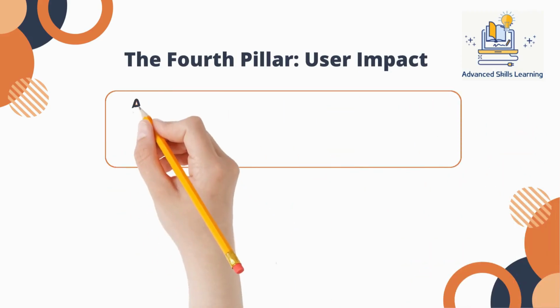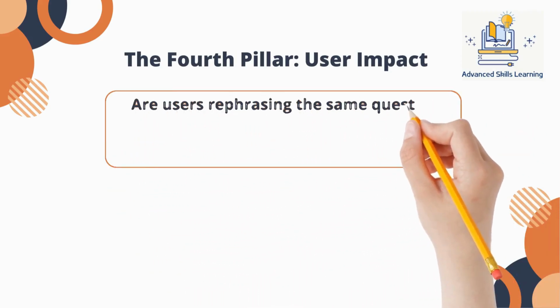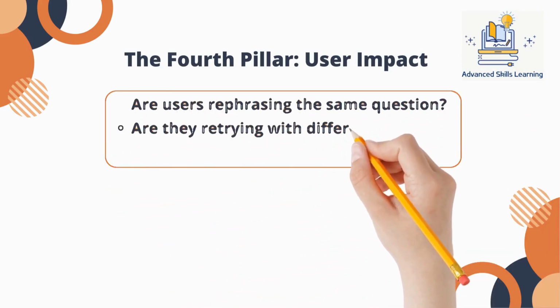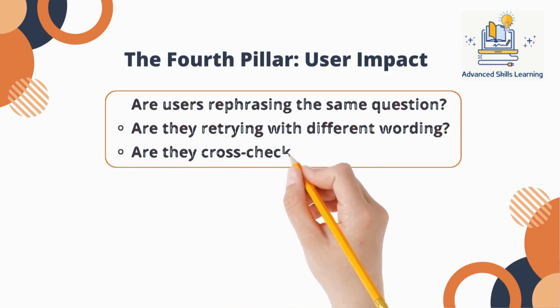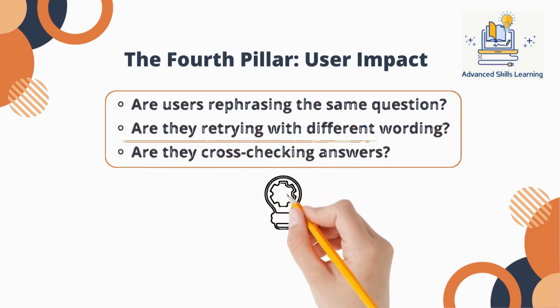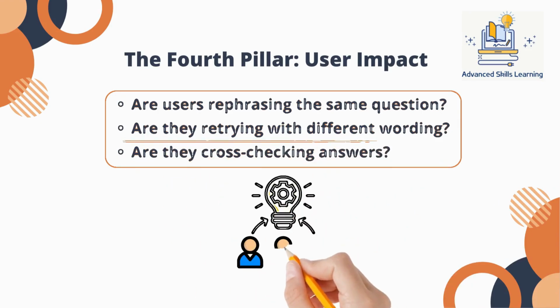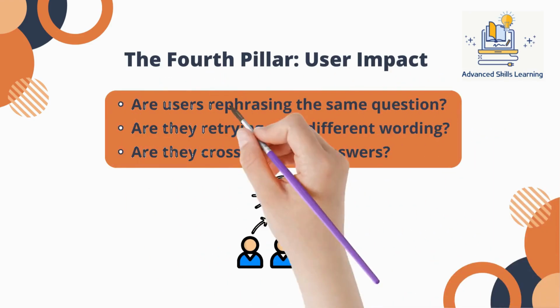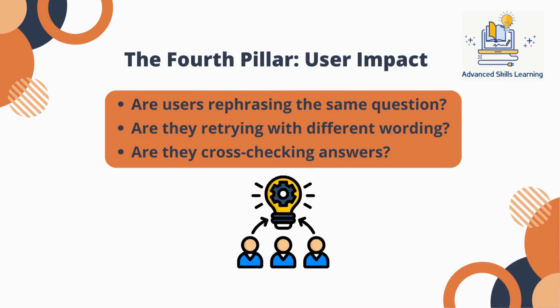The last, or fourth, observability pillar, user impact. Are users rephrasing the same question multiple times? Are they retrying with different wording? Are they cross-checking answers elsewhere before trusting them? Without measuring that difference, all responses look equally successful in system logs.